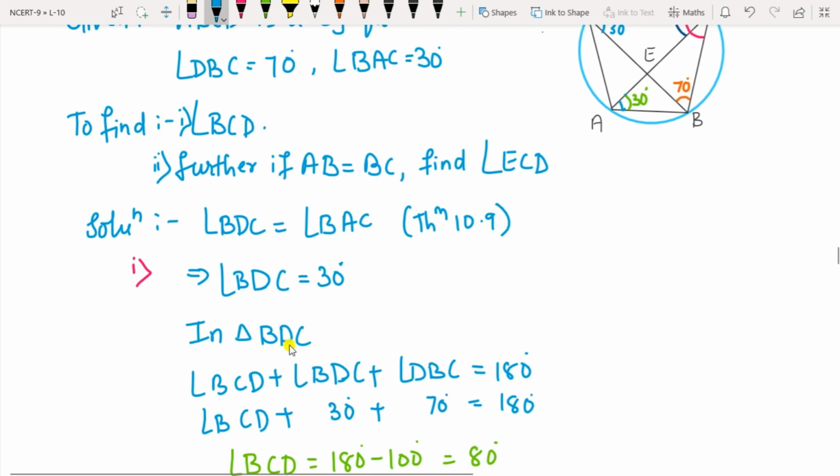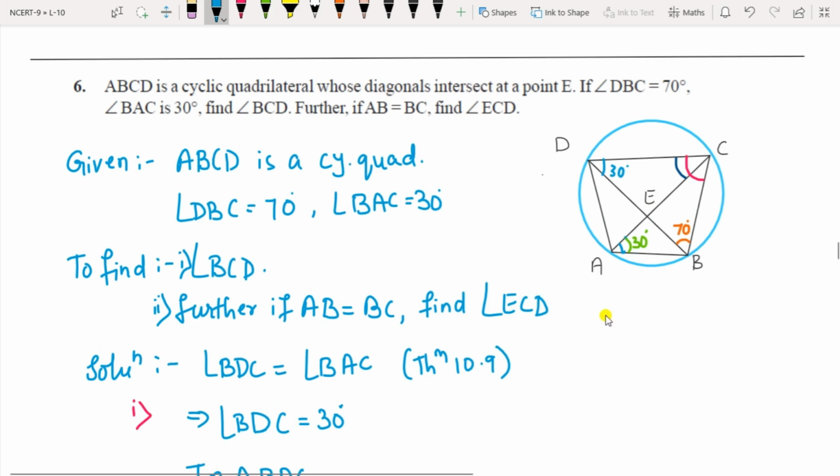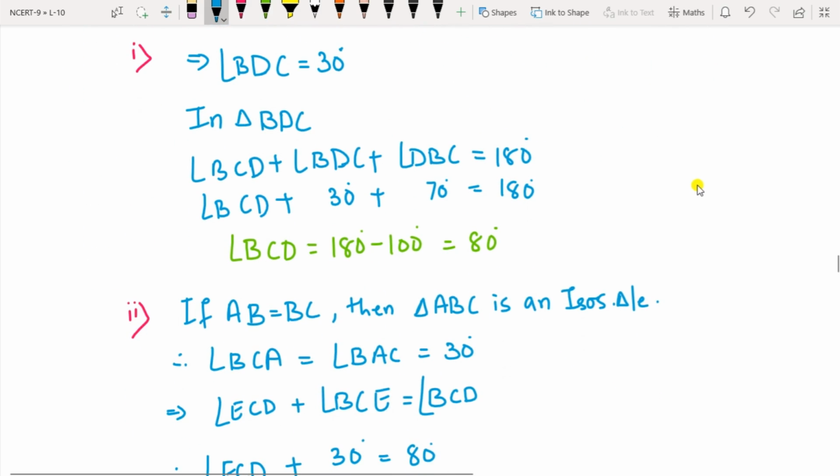And you have to consider then triangle BDC here. So consider triangle BDC, this is 30, this is 70. So the third angle, that is C, you can find out: 70 plus 30 is 100 and 180 minus 100 is 80. So with the pink that I have shown, this whole angle is equal to 80 degrees, right?